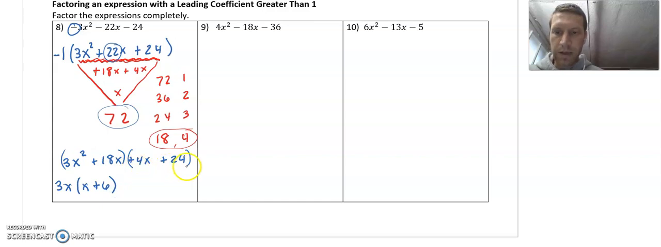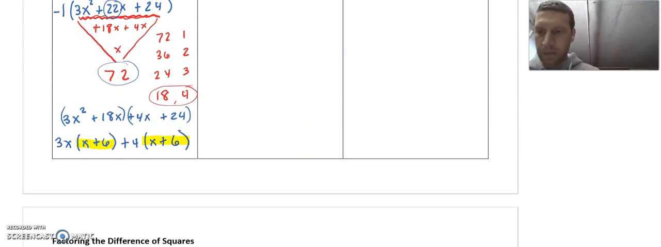Now let's move to the second set of parentheses. So I have plus 4x plus 24. Well, I can factor out a positive 4, and I'm left with x plus 6. So at this point, notice, just like our previous examples when we were factoring out common factors, I have x plus 6 as a common factor.